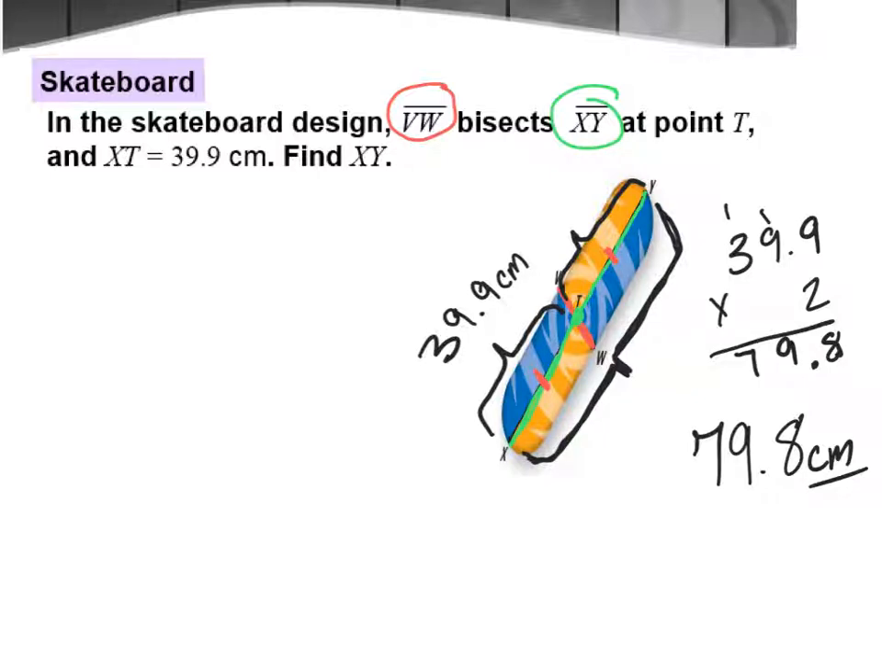But really what people get confused by, VW is the line that bisects the other one. The red line chops the green line in half. So that's what that means, like the actual grammar of it.